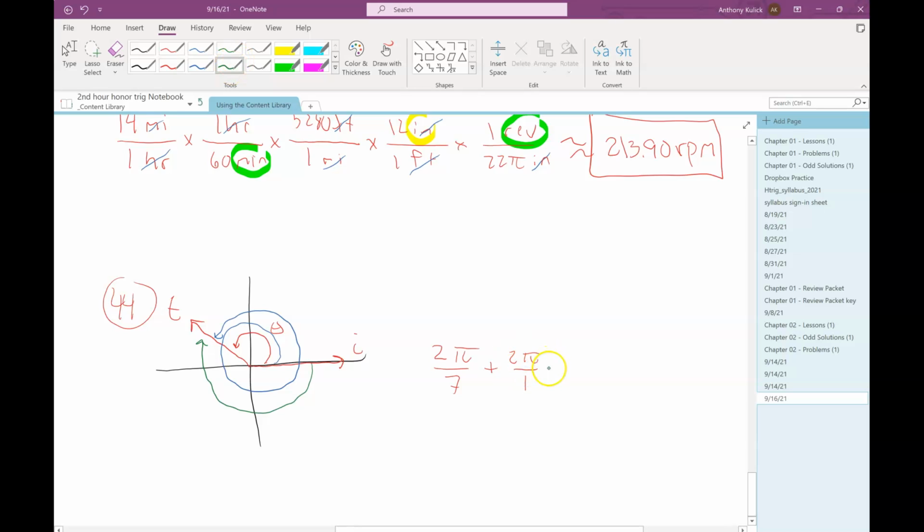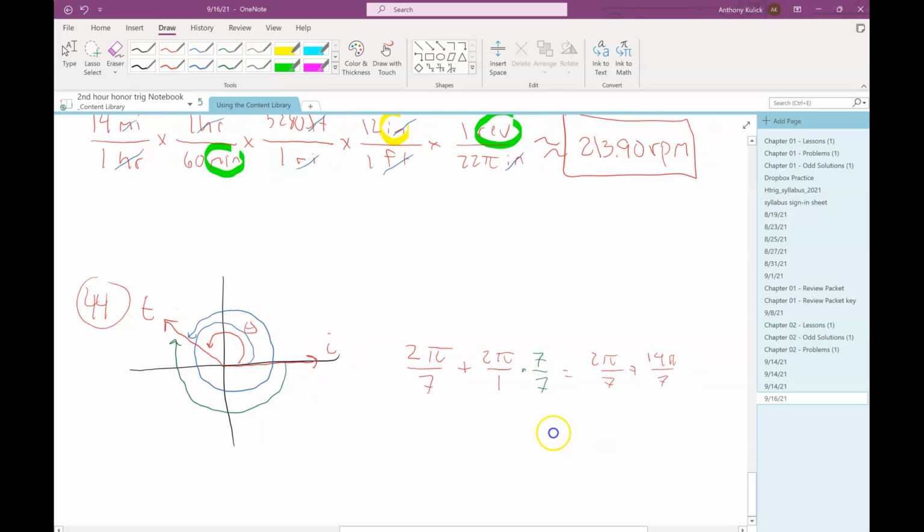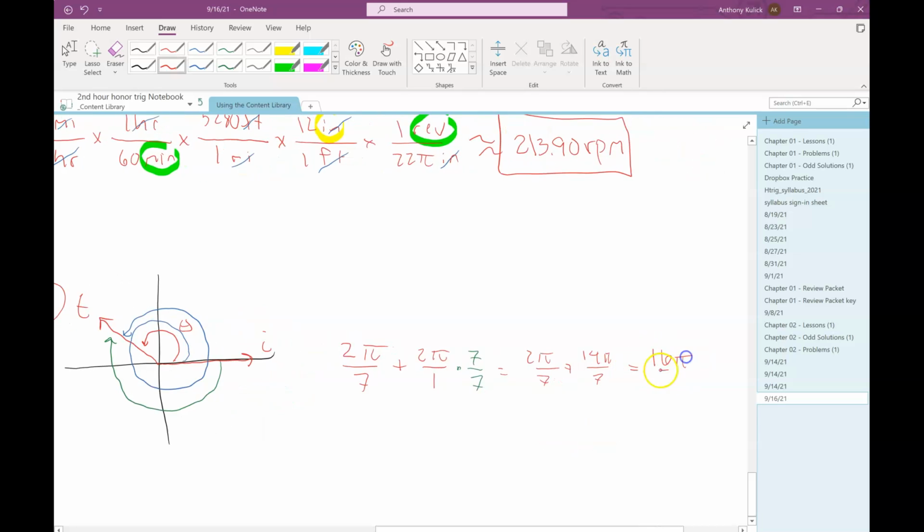So I have to make a common denominator. That common denominator is clearly going to be 7. So I have 2 pi over 7 plus 14 pi over 7, which would give me 16 pi over 7. So there's one angle that's coterminal. So far, so good? To get a negative angle that's also coterminal, instead of adding 2 pi, I'm going to subtract 2 pi.